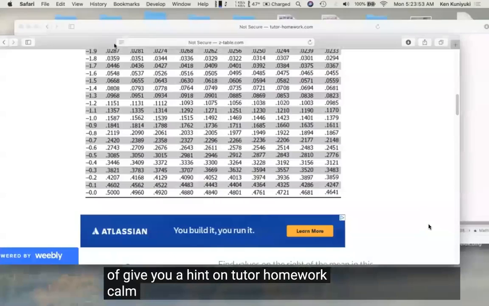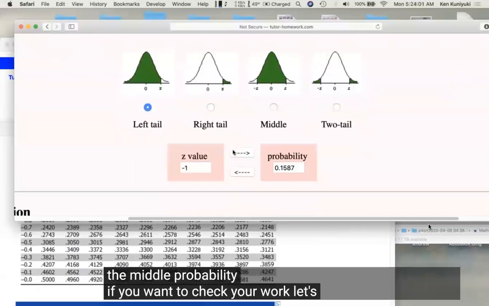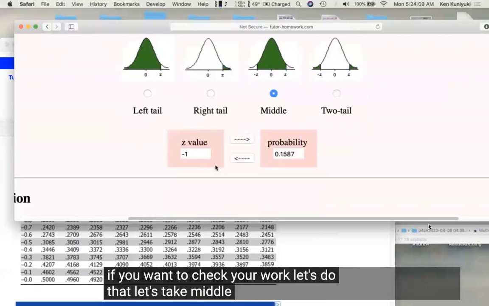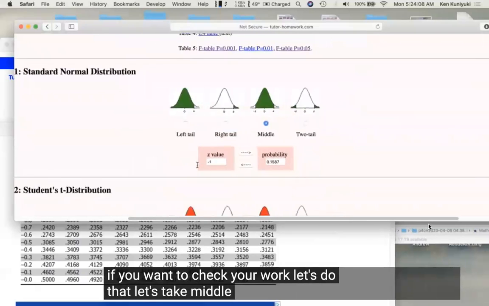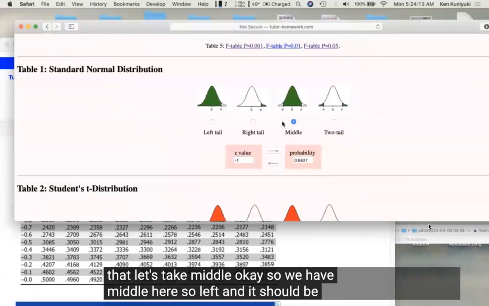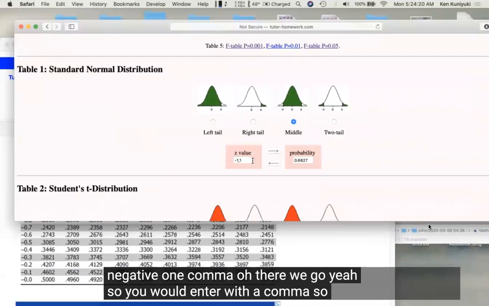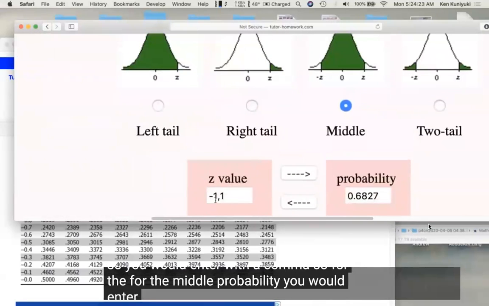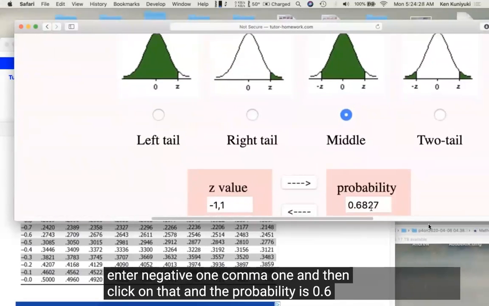On tutorhomework.com, it's a middle probability. If you want to check your work, let's do that. Let's take middle. Okay, so we have middle here. So left, and there should be -1 comma. Oh, there we go. Yeah, so you would enter with a comma. So for the middle probability, you would enter -1, 1, and then click on that. And the probability is 0.6827.